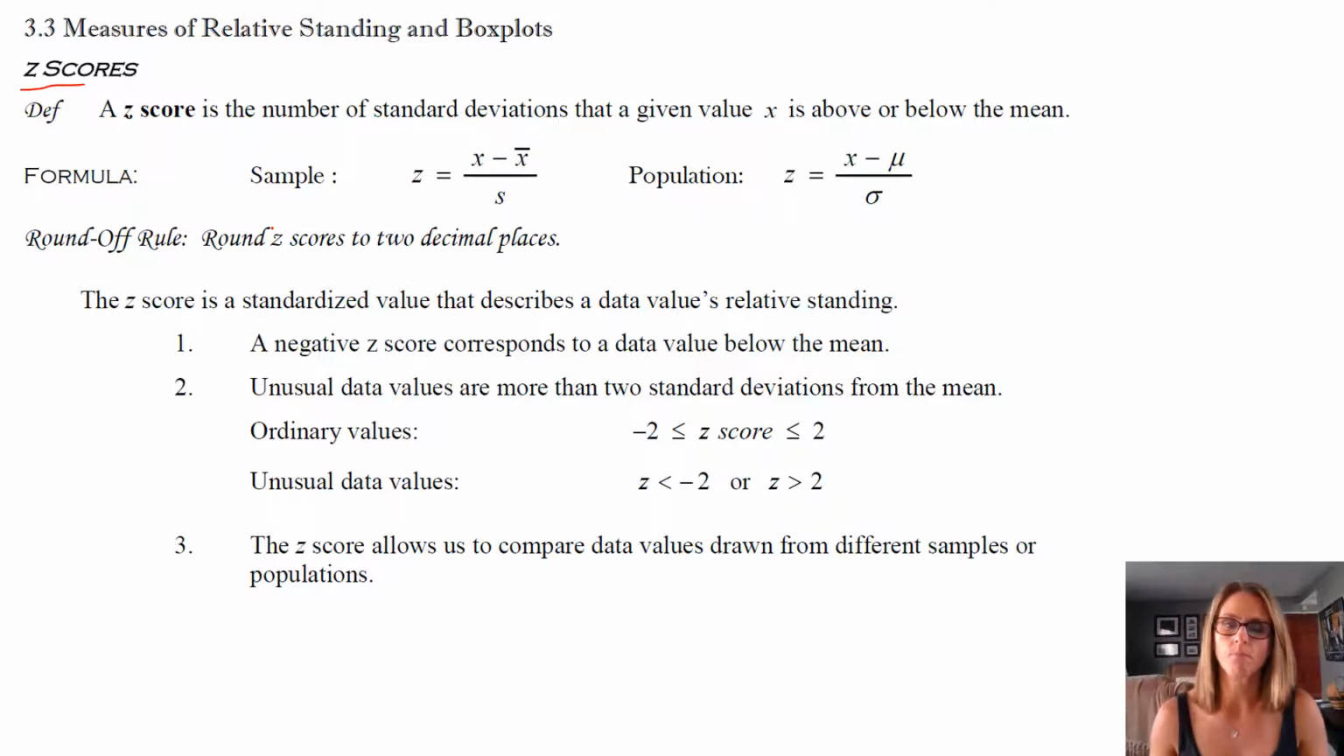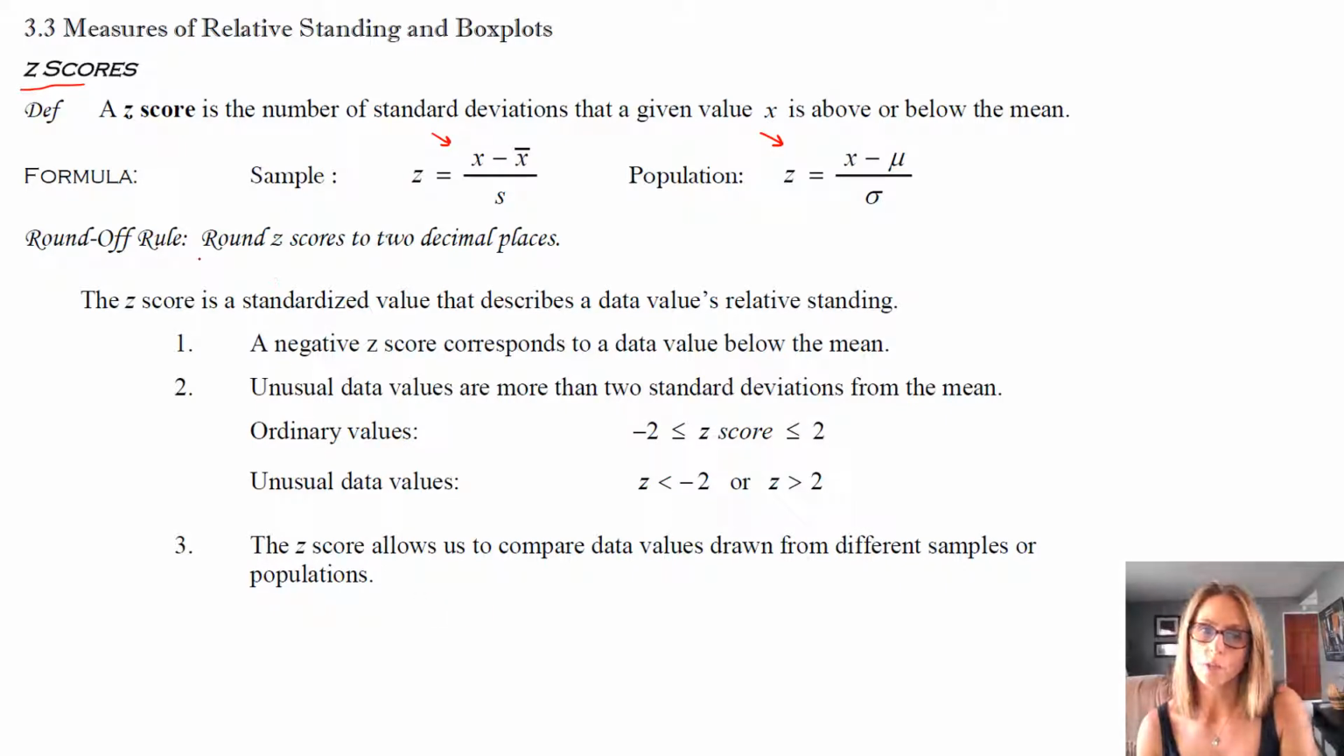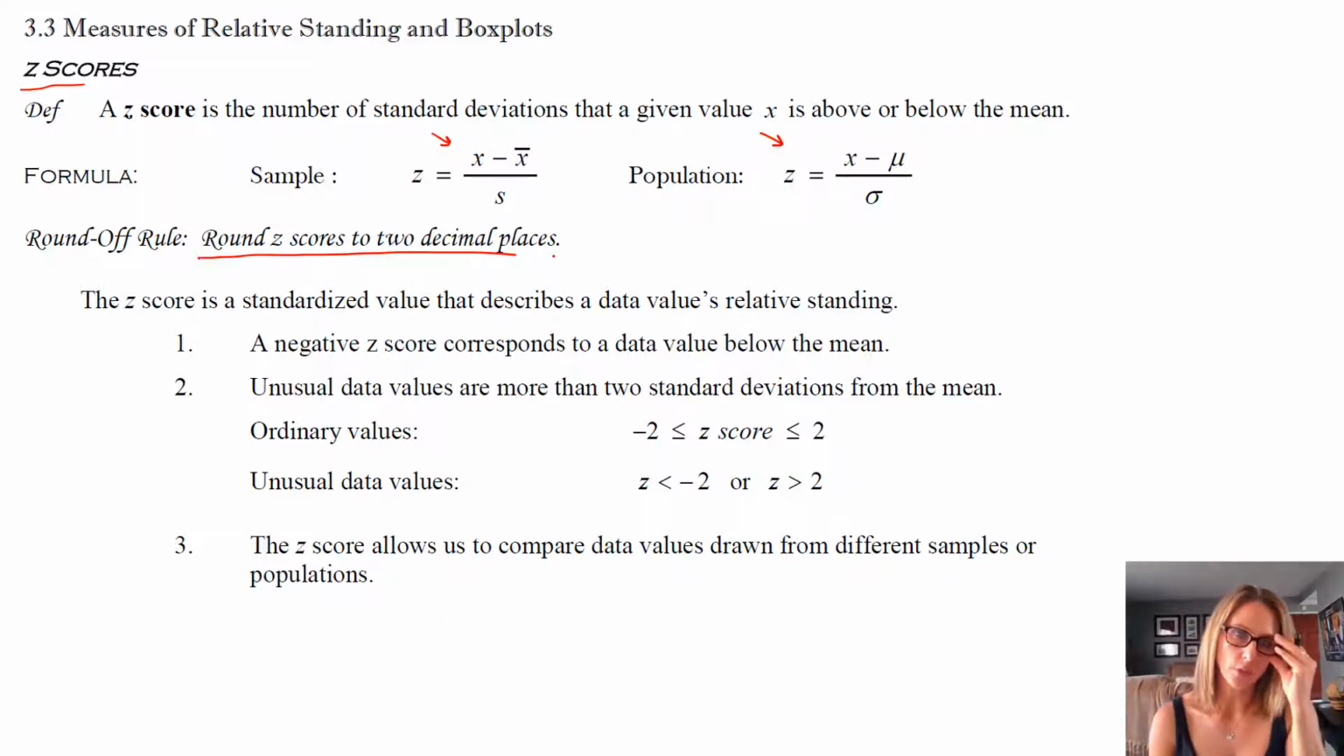Notice a z-score is the number of standard deviations that a given value of x is above or below the mean. We'll look at an example, but this is how to find a z-score of a sample, and this is how to find the z-score of a population. Notice they're exactly the same, just using the notation for mean and standard deviation, depending on whether it's a sample or a population that you have. Typically, we'll have samples. We want to round z-scores to 2 decimal places. That's just the standard for z-scores. There's a reason for that, and you'll find out in Chapter 6.